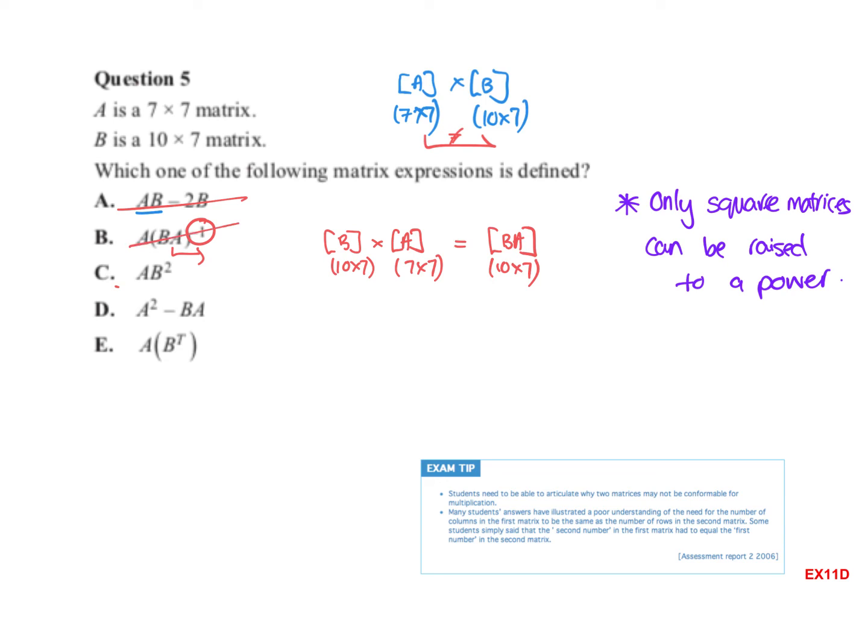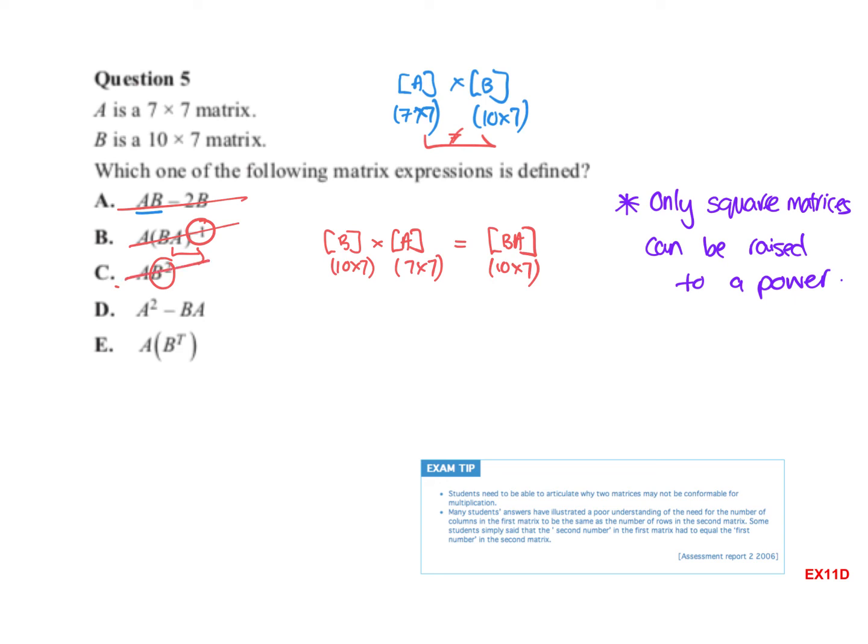That one's no good. Now, it says AB squared. So what they've done there first, if they tried to square B, B's not a square matrix, so I can't have it to the power of 2 because we can only raise a square matrix. And if we looked at AB, it wasn't possible. So even if they wanted to square that whole thing, it wasn't out. So we'll get rid of that one.